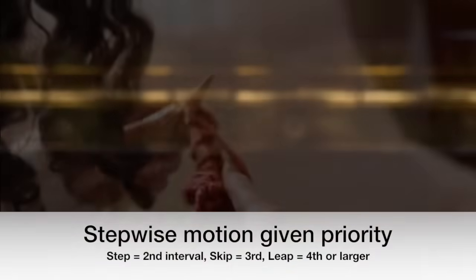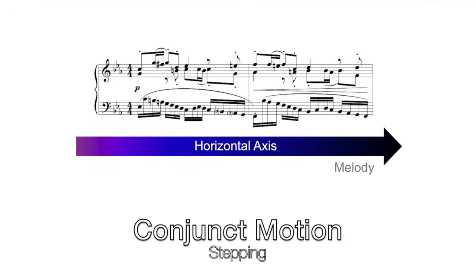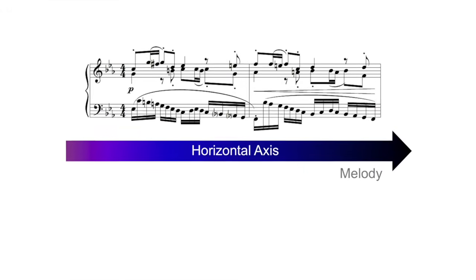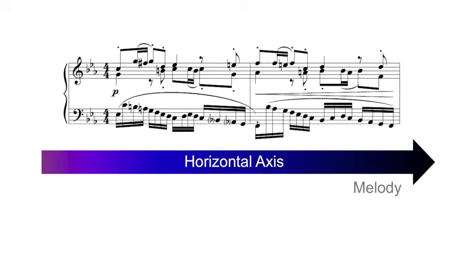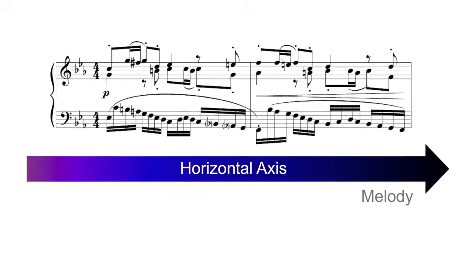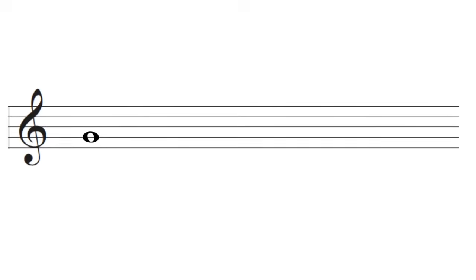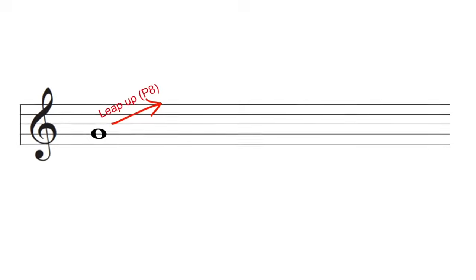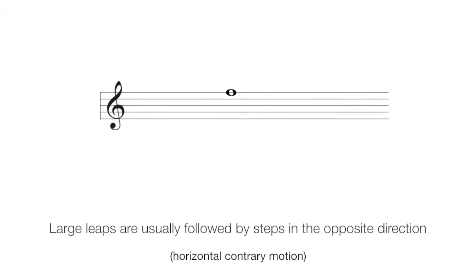Also, we want to employ more stepping, what we call stepwise or conjunct motion, than skipping and leaping, what we call disjunct motion. Most great melodies lend themselves to singing and are thus more conjunct than disjunct, but a well-placed skip or leap is indeed a lovely thing, and if we do write a leap, we should consider following it with steps in the opposite direction, a kind of horizontal contrary motion.